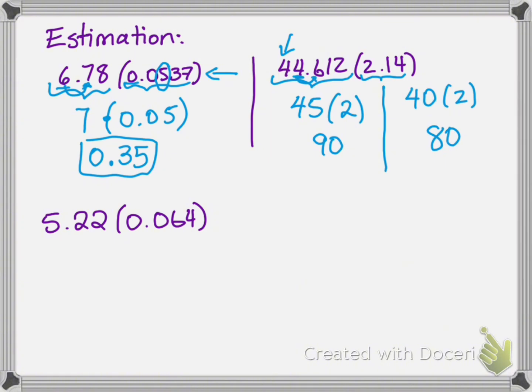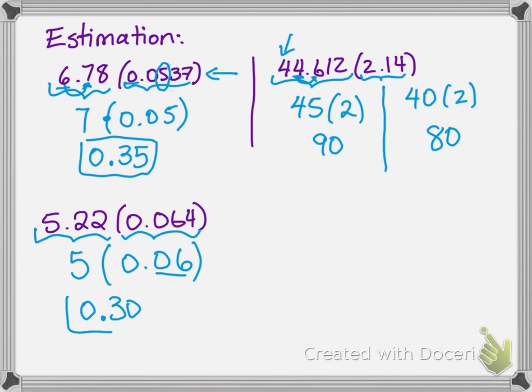So it's a more vague estimation, a more vague approximation, but it still works. And finally, we have 5.22 times 64 thousandths, and we want to do the same. We want to estimate, so we're going to round each one of these. The first one, we're going to round to 5, and the other one, we're going to round to 6 hundredths. When I multiply, 5 times 6 is 30, and since I have 2 decimals, I want 2 decimals in my answer. So that is our answer.